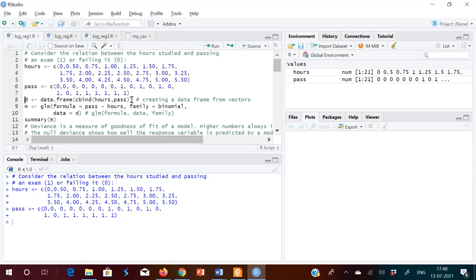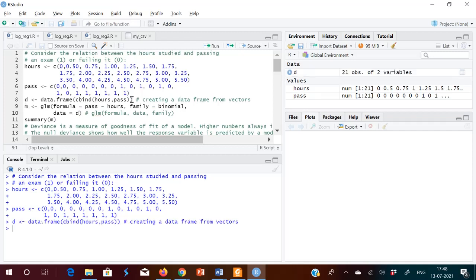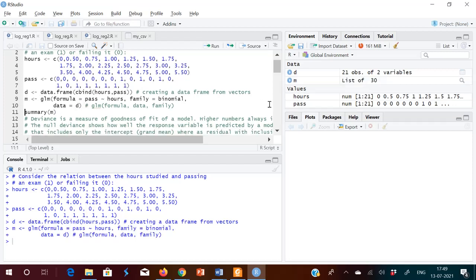Okay, so now we have made a data frame. It has got 21 rows with 2 variables. Now we are going to make a model. This is the syntax for the model: we have to give a formula, data and family. I'm going to make a model and put that model in M. Okay, so now I made a model.